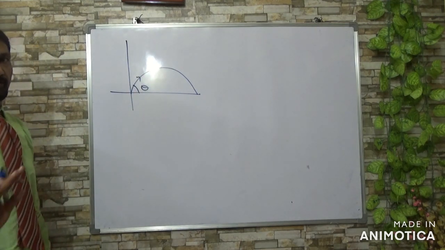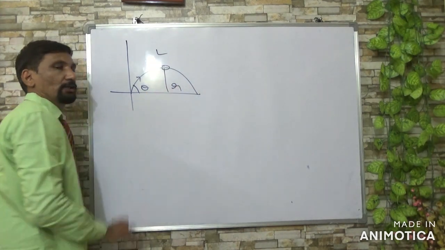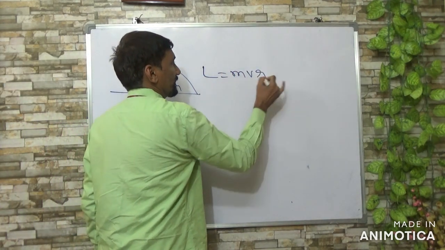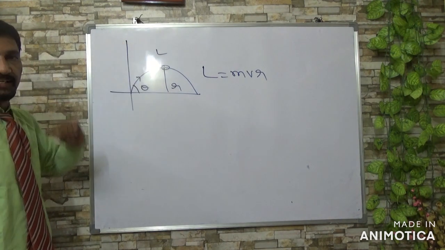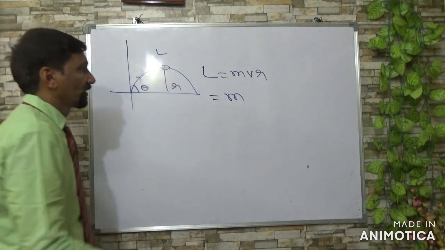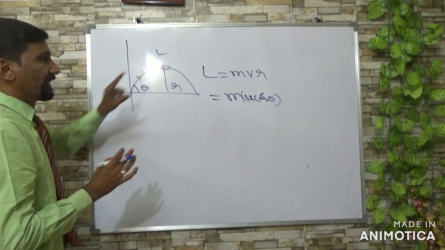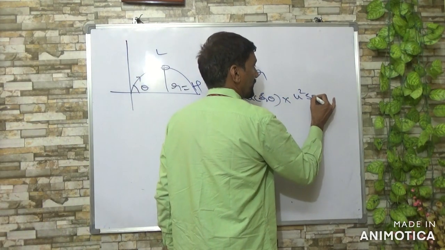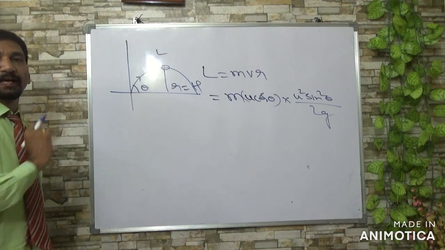Suppose you are given a question: find the angular momentum of the projectile when it is at the highest point. You know the angular momentum of a body is mvr, where m is the mass of the body, v the corresponding velocity, and r the radius. So what is the velocity of the body at the highest point? It is u cos theta. And r is the maximum height, so you can take that as u square sin square theta by 2g. That means it is easy to apply anywhere, right?